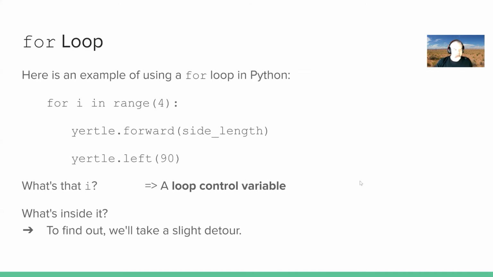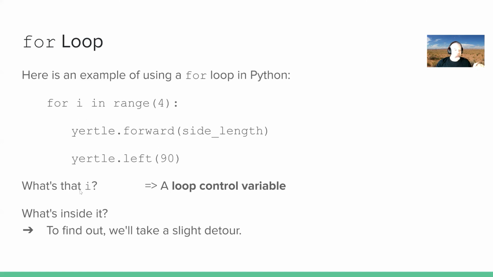Okay, for loops. So this is an example of a for loop in Python. And we talked about this in the previous lecture, but I'm just going to talk about it a little bit more, kind of what this all means.